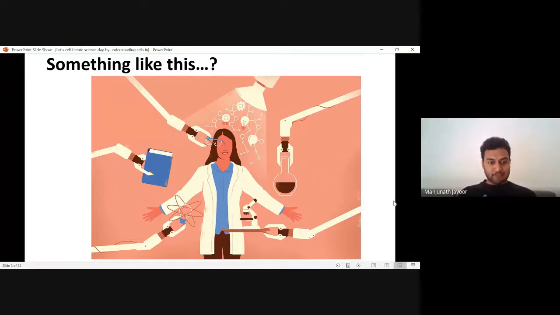Maybe the recent example you can take is coronavirus, which I think everyone is aware of. We are trying to find drugs for the coronavirus, and many scientists are working on how the coronavirus infects the human body and all such things.